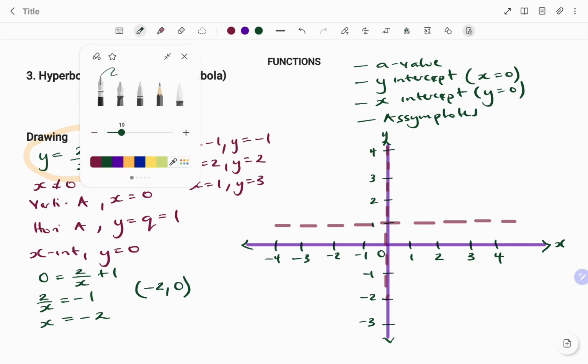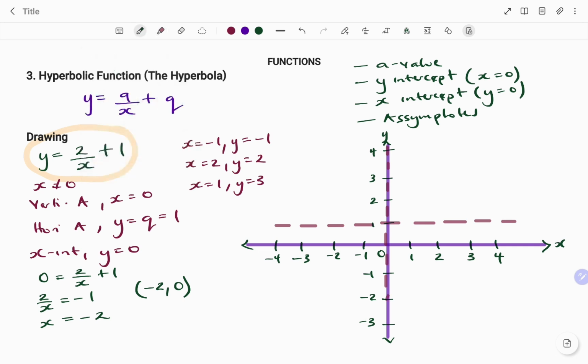The next step is to look for the given points. I start with my x-intercept. X-intercept, that's -2 and 0. So I have -2 and 0, so it's going to be on that line.